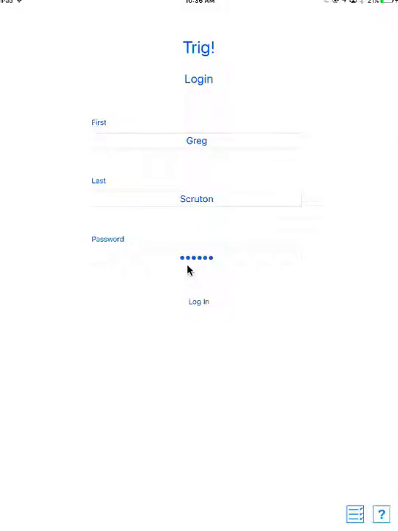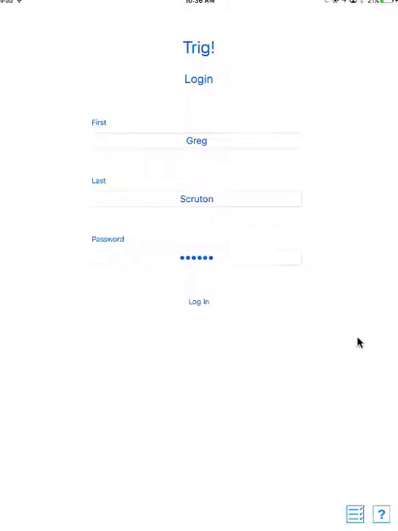Alright, this is an overview of the Trig app. The first thing that you see when you come in is the login screen. If you haven't logged in before, you put in your first name, your last name, and you make up a password. Your password has to be between 5 and 12 characters long, and has to contain numbers and letters. If you haven't logged in before, when you click login, it'll bring you to the register screen.